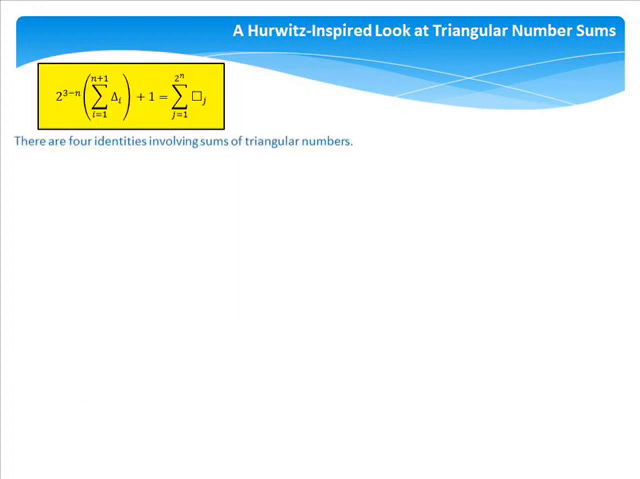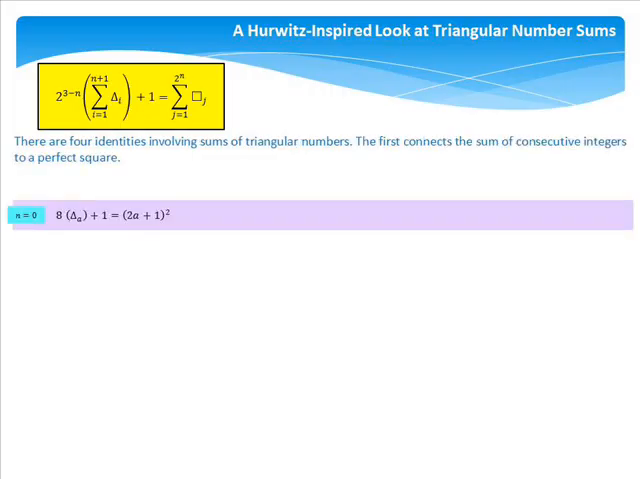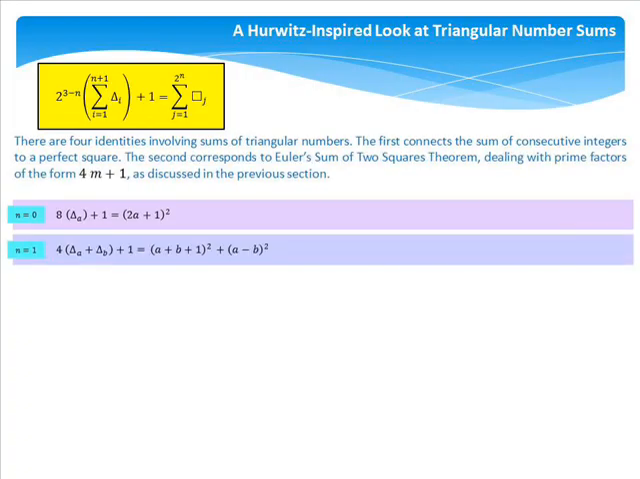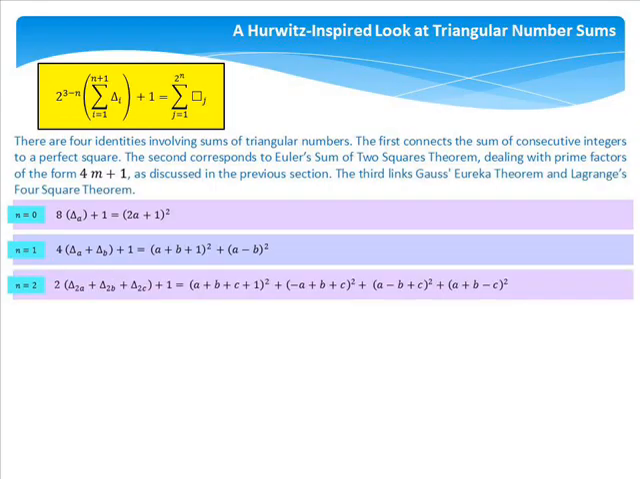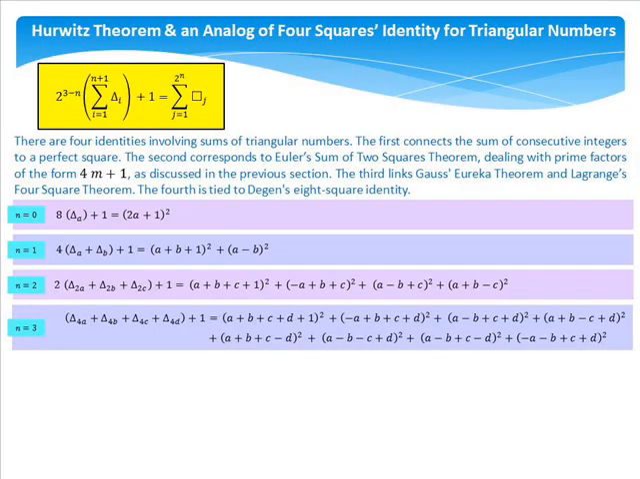There are 4 identities involving sum of triangular numbers. The first connects the sum of consecutive integers to a perfect square. The second corresponds to Euler's sum of two squares theorem, dealing with prime factors of the form 4n plus 1, as discussed in the previous section. The third links Gauss-Eureka theorem and Lagrange's 4-square theorem. The fourth is tied to Degen's 8-square identity.